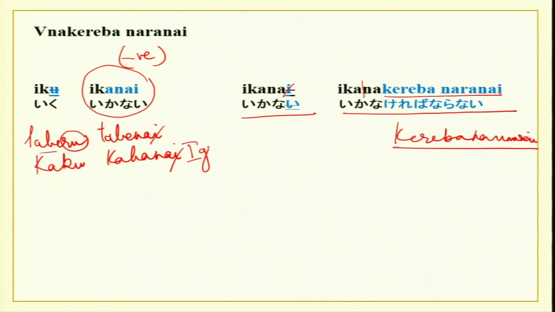These are all group 1 and this is group 2. For group 2 you will remove ru, and for group 1 only u is to be removed, or make the negative, remove i and put kereba narimasen.